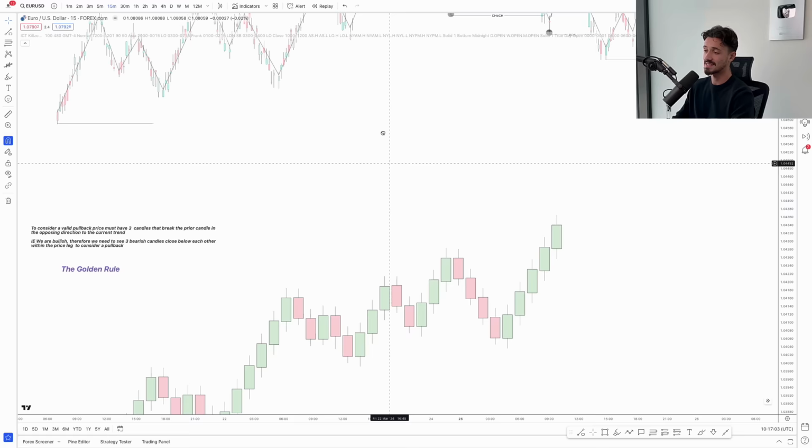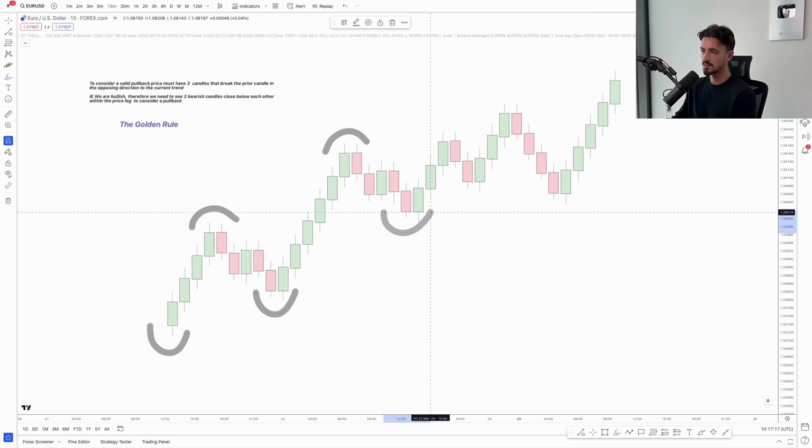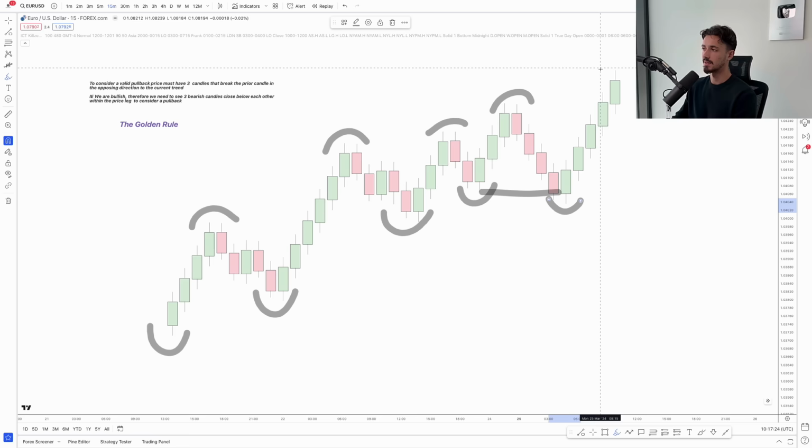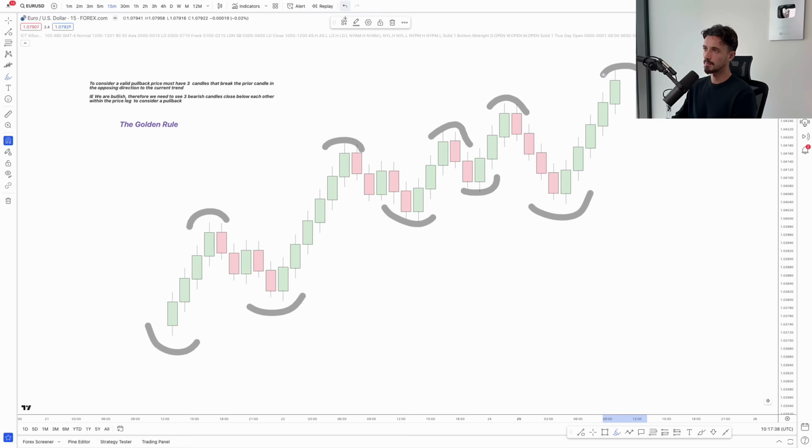Now, from first glance, you may think that this is our low, this is our high, this is our low, this is our high, this is our low, this is our high, this is our low, high, change of character, and then continue higher, right? If I just gave you those rules that we just spoke about and said map out the swing points, you would say that is our market structure, right? And that's fine because a lot of it is correct.